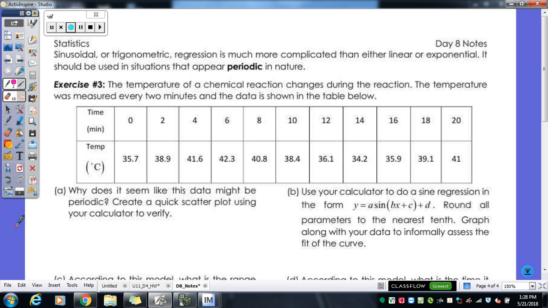So why does it seem like this data might be periodic? Create a quick scatter plot using your calculator to verify. If we look at our temperature, what is it doing? It starts going up, and then it starts going down, and then it goes back up again. So it's just following this pattern of going up and down, up and down. So in your calculator, type those into your L1 and your L2.